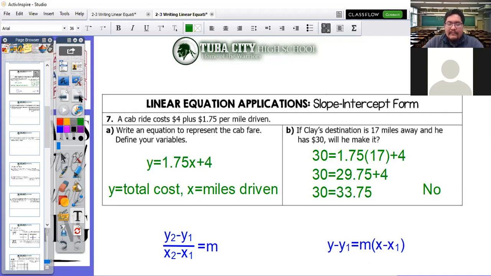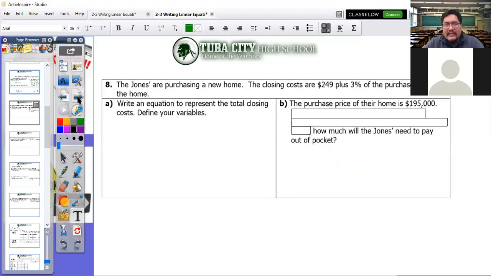So anyway, there you go. That answer is going to be no, he does not have enough money to make the trip. Maybe he could come up with some kind of plan or something. I don't know. Maybe he'll be forgiven. Anyway, let's go ahead and do the next problem here.